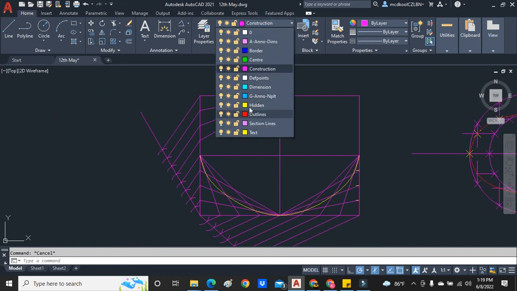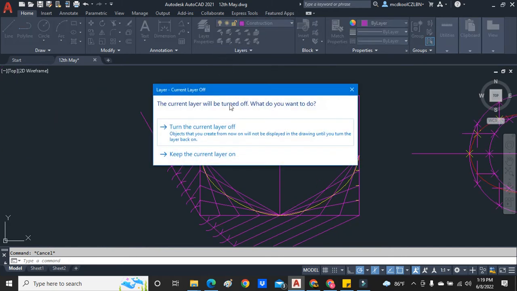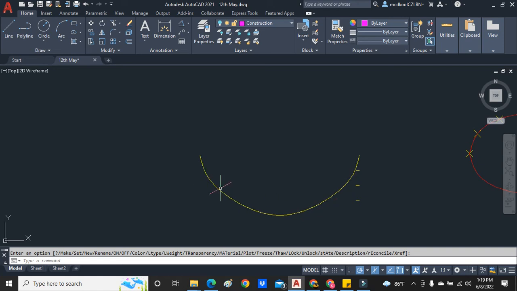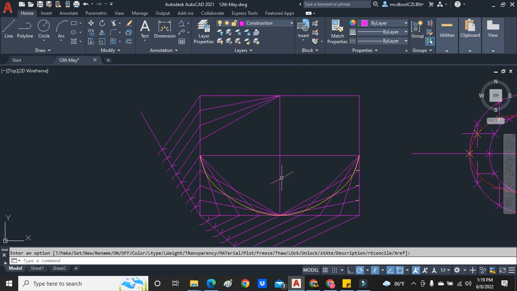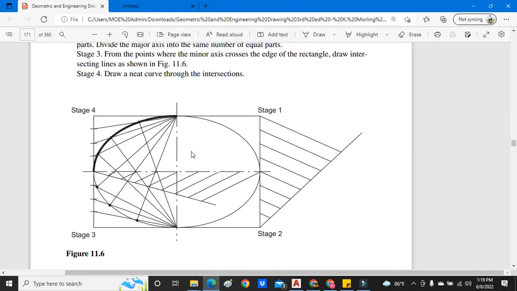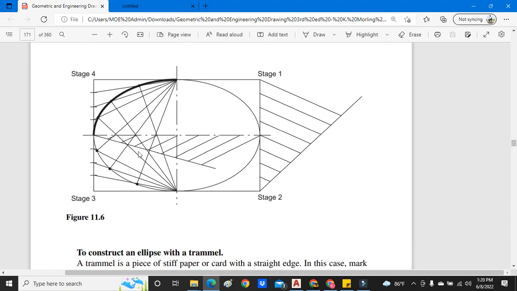I'll actually turn off the construction so we can see the curve. See that? So if I wanted the video to go on to finish it, I would transfer these lines here to the top so that I can plot the rest. But I only plotted the bottom. And this is the ellipse using which method? What method is this?